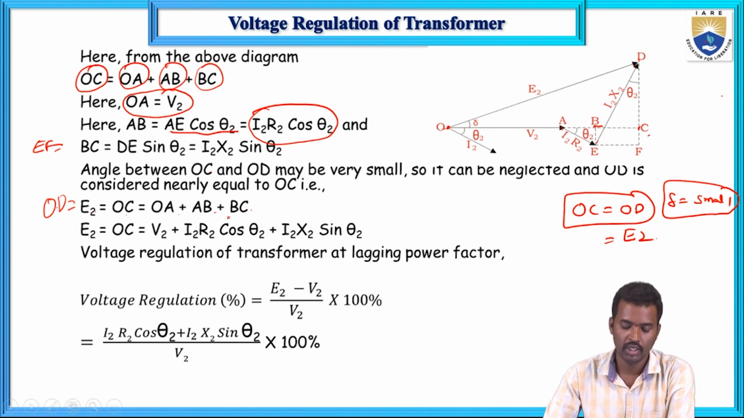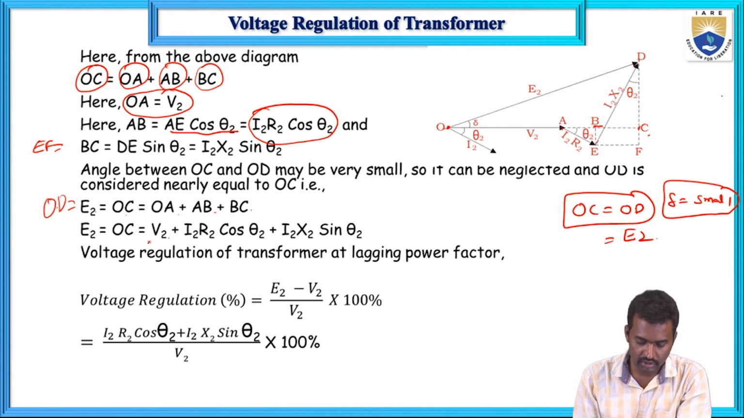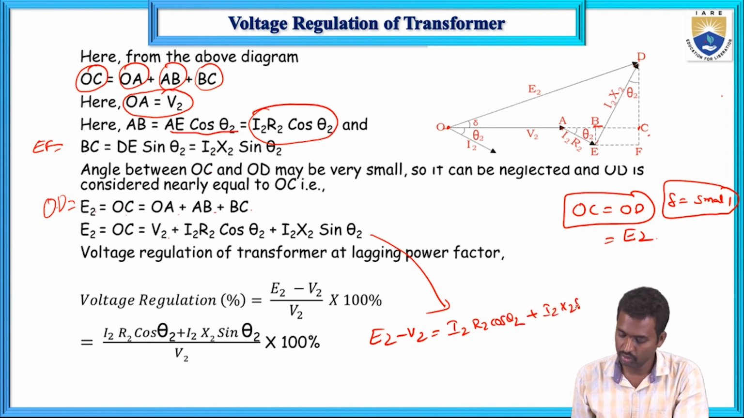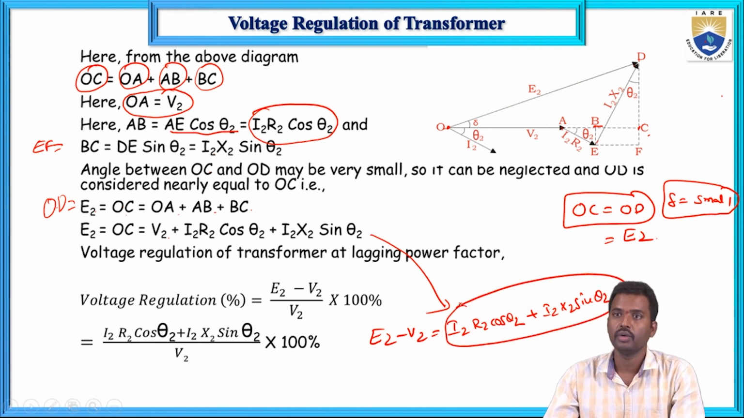OC equals OA plus AB plus BC. Here OA equals V2, AB equals I2 R2 cos theta 2, and BC equals I2 X2 sin theta 2. So from this I can write the equation: E2 minus V2 equals I2 R2 cos theta 2 plus I2 X2 sin theta 2. This is the voltage drop from no load to full load.